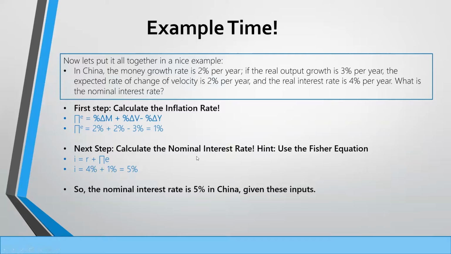Now, we're going to calculate the nominal interest rate using the Fisher equation that we mentioned previously. Plugging in the real interest rate of 4% per year, as well as the calculated 1% over here, we can see that the nominal interest rate is 5%. So the nominal interest rate in China is 5% given these inputs.